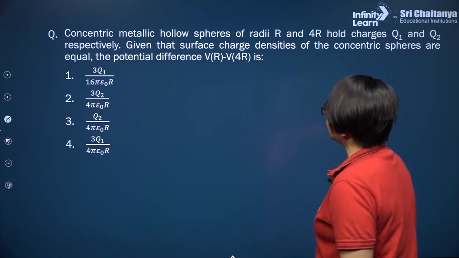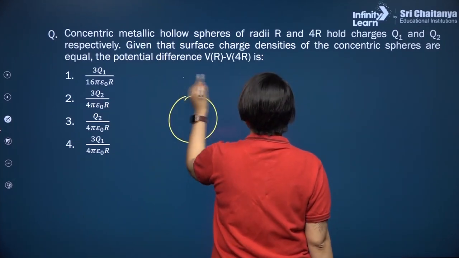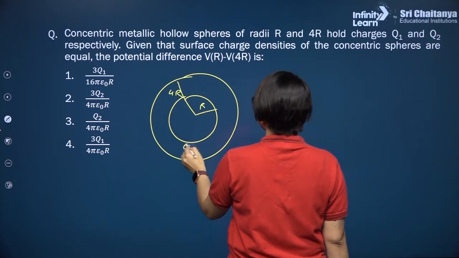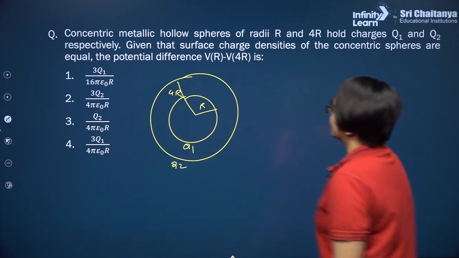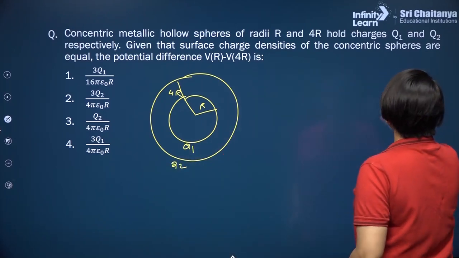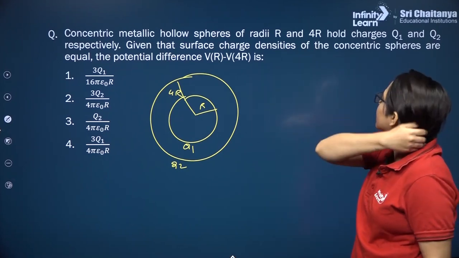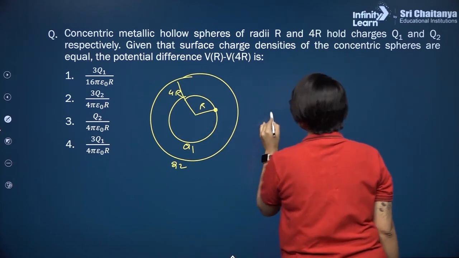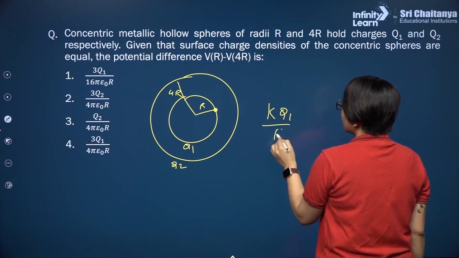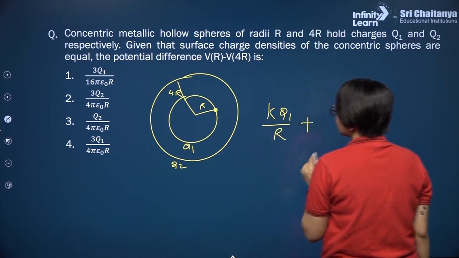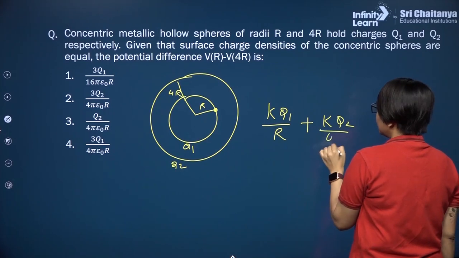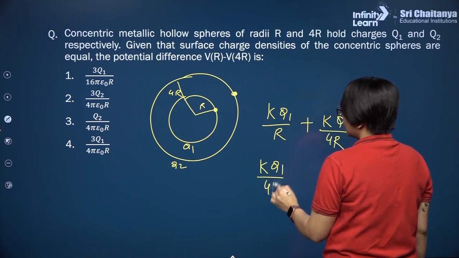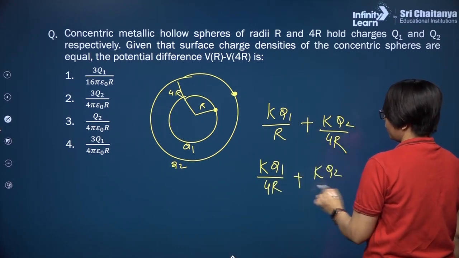Next is concentric metallic hollow spheres of radii r and 4r holding charge q1 and q2 respectively. Given that the surface charge densities of the concentric spheres are equal, the potential difference Vr minus V4r is. So potential of this sphere is what? Due to q1 charge, it is k q1 upon r, plus due to q2 charge, it is k q2 upon 4r. Similarly, potential of this sphere is k q1 upon 4r plus k q2 upon 4r.